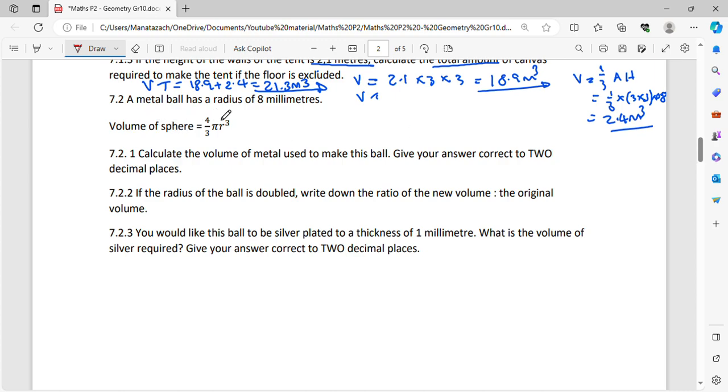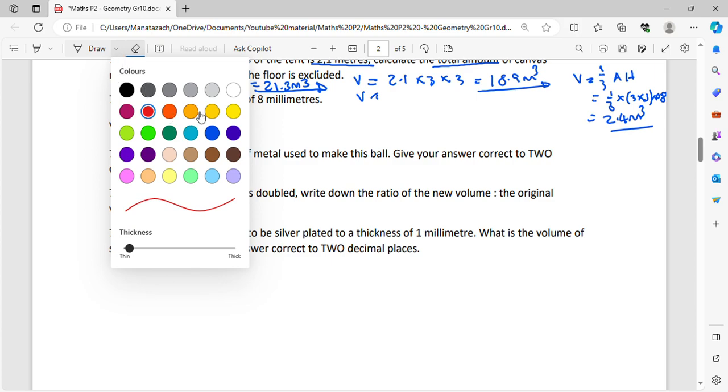The metal ball has a radius of 8 millimeters. The volume for the sphere is this, the volume of the sphere. The first question is: calculate the volume of the metal used to make this ball. Give your answer correct to 2 decimal places.